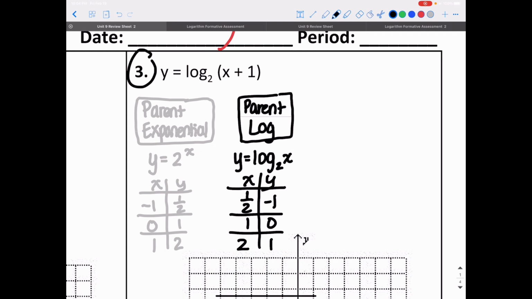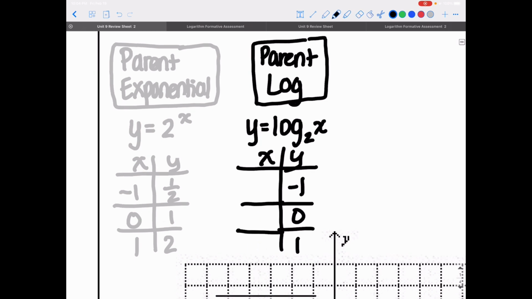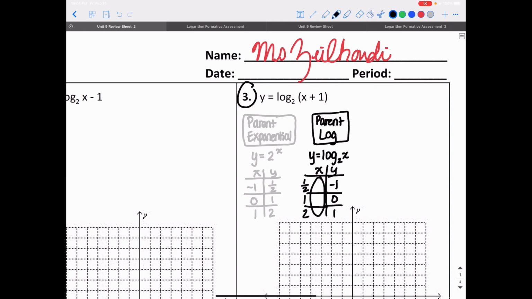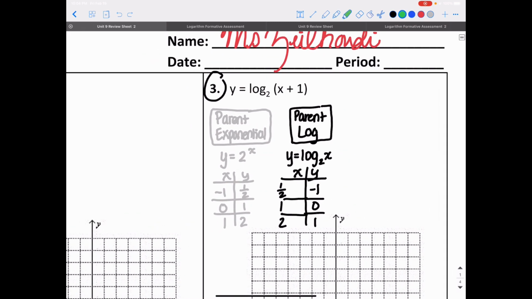Since there's a horizontal shift here, I can see I actually want to move these a little bit to the left, so I have enough space to do my horizontal shift. So I have 1/2, 1, and 2 a little bit to the left. So there's space here for me to do transformations. The only transformation that I see here is +1 inside of the parentheses. This means that I'm moving to the left one. If I move left 1, that means I'm going to subtract 1 from all of my x's. So subtract 1 from the x's.